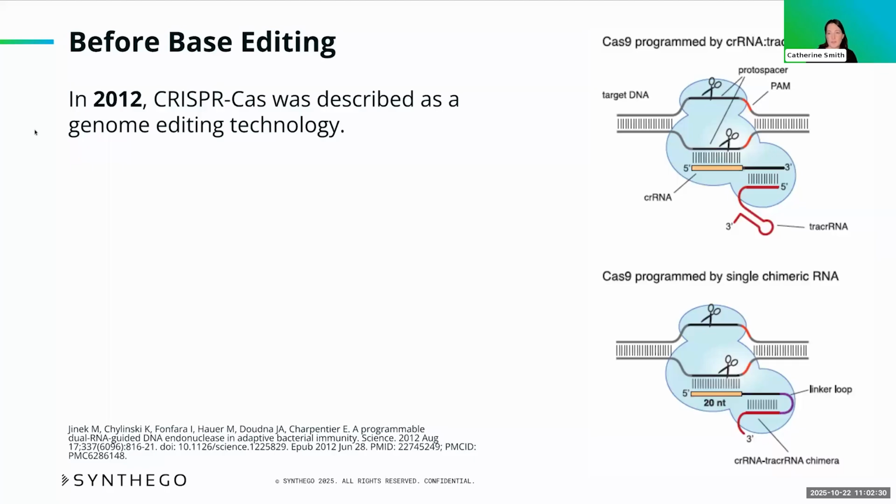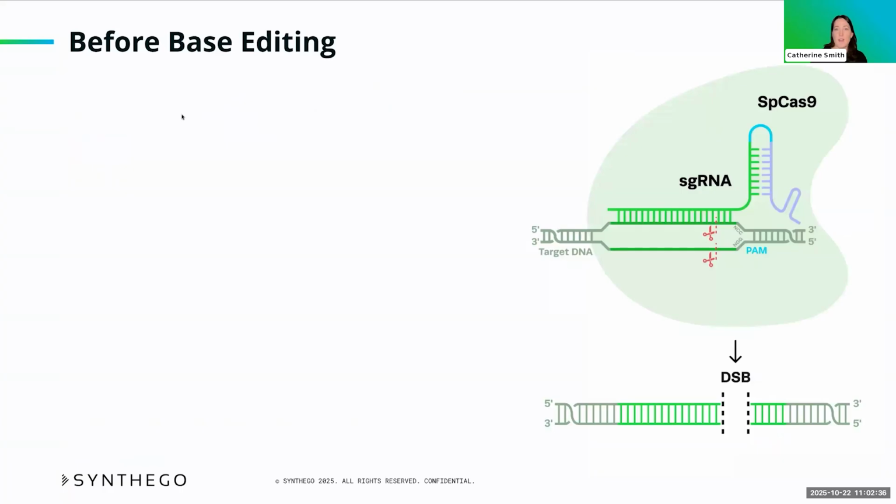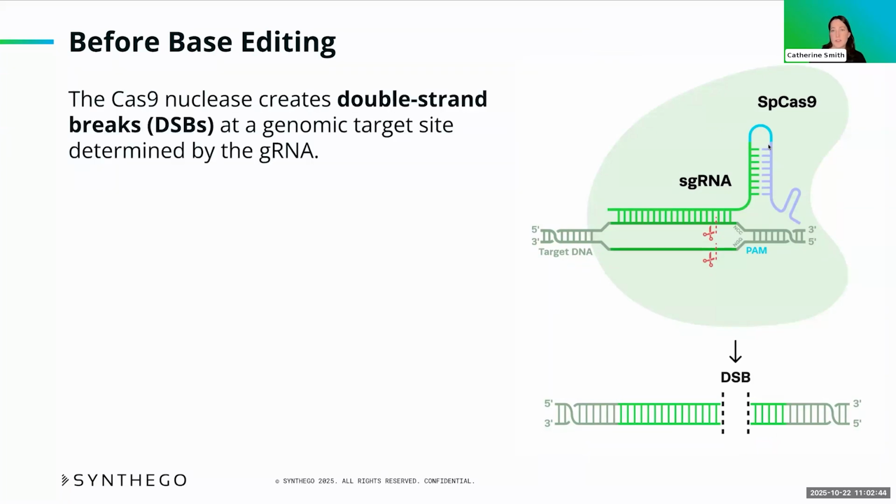CRISPR-Cas was first described as a genome editing technology in 2012. And when we think about canonical CRISPR-Cas9 editing, we think about this simple and elegant two-part system consisting of the Cas9 nuclease and the guide RNA. Within this system, the Cas9 nuclease creates double-stranded breaks in the genome at sites that are determined by the sequence of the guide RNA molecule.